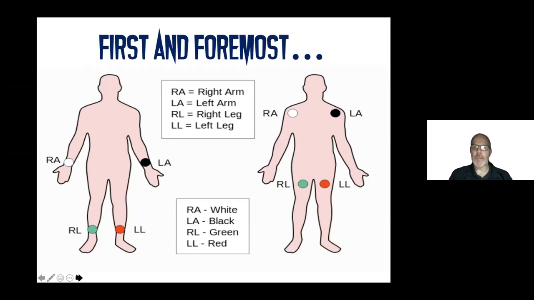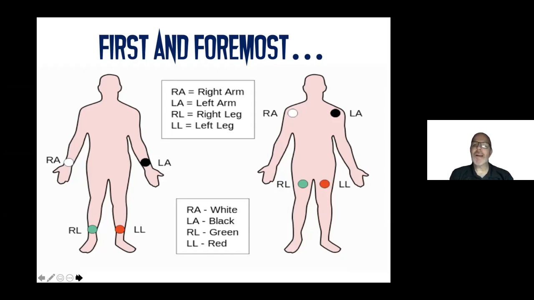So your limb leads. They're called limb leads, right? I mean, they're not called trunk leads. Now, I'm not saying that the limb leads need to go on the wrists or the ankles. What I am saying is they should go south of the shoulders and south of the hips. So you can put them on the upper arm. You can put them on the forearm. You can put them on the thigh. You can put them on the calf. They just need to go south of the shoulders or south of the hips.